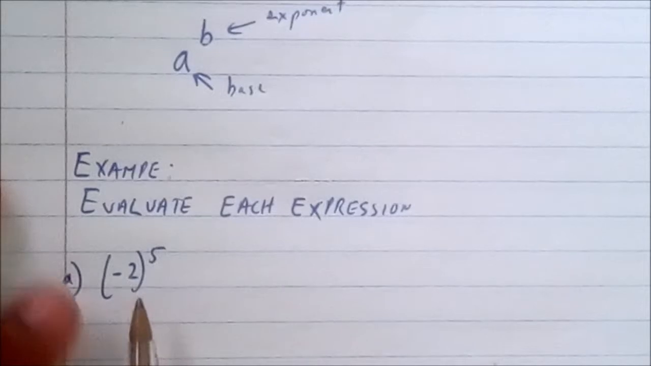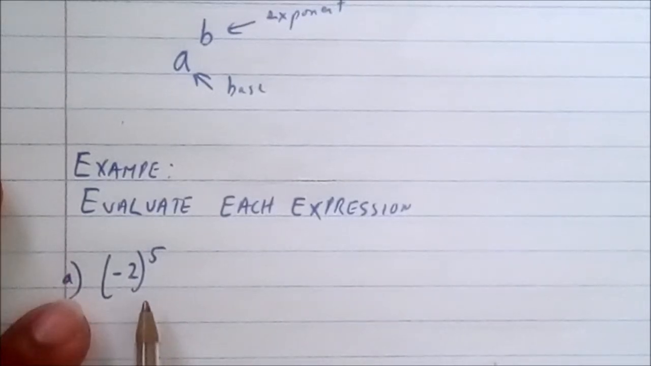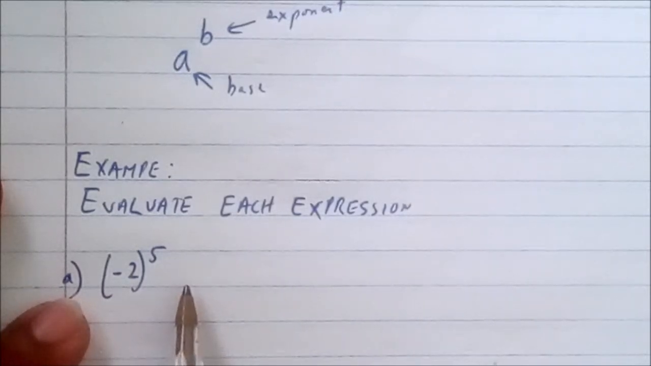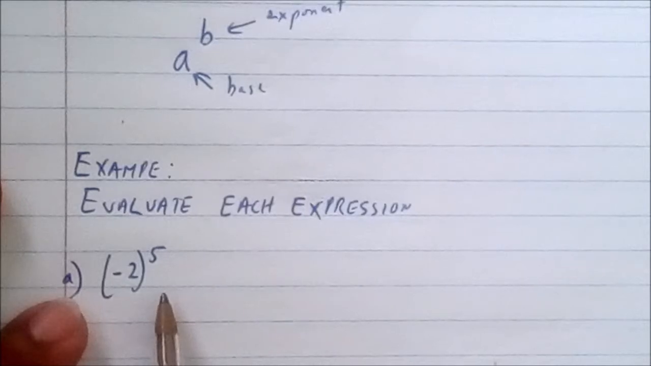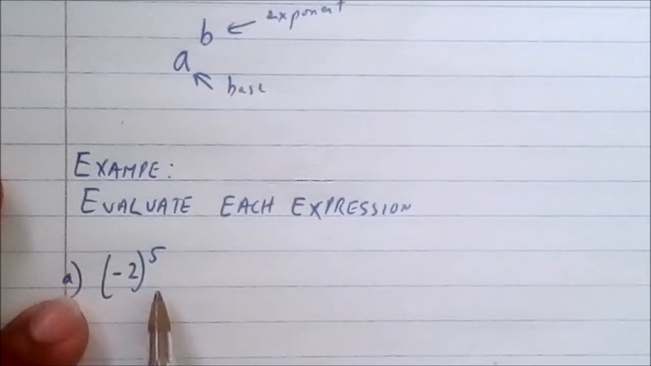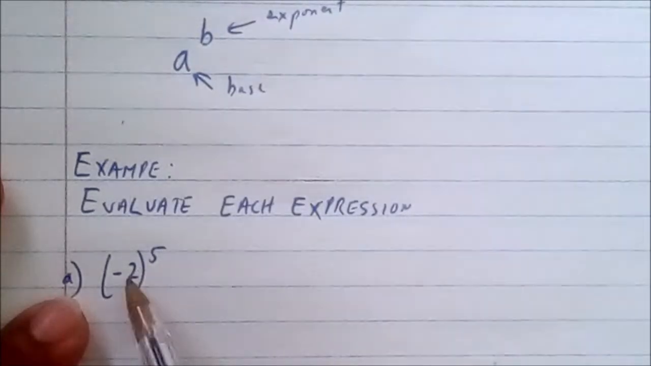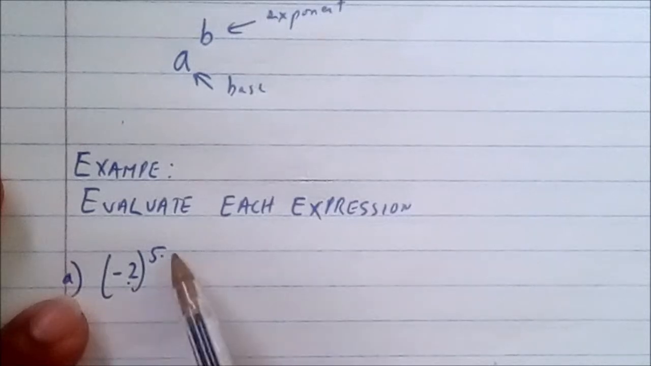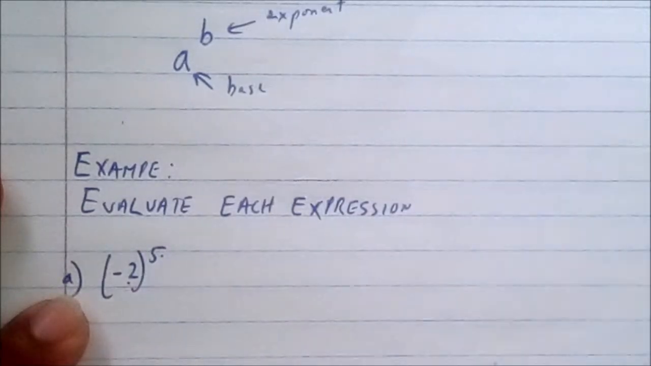Do we have a strategy for solving this? Yes, we will write each exponential expression as a product of repeated factors. That's a key part right now. And then perform the multiplication. This requires that we identify the base and the exponent. Okay, this is the base, this is the exponent. Negative 2 is the base, 5 is the exponent. The exponent is telling us the number of times the base is to be written as a factor.